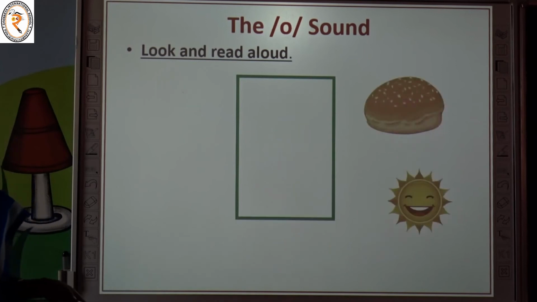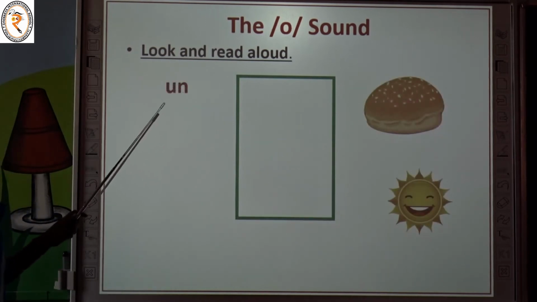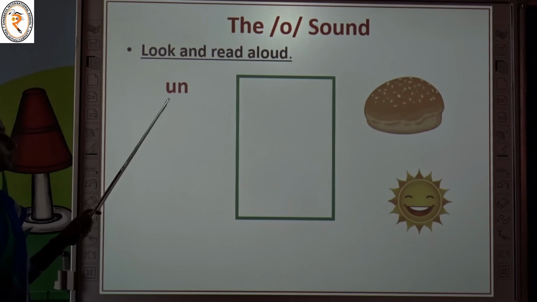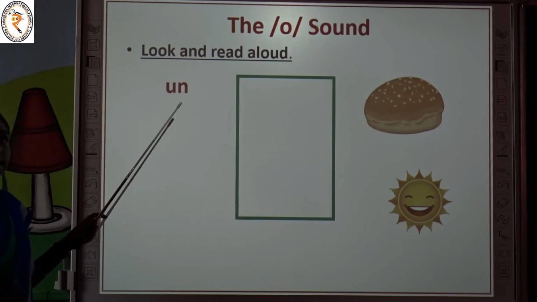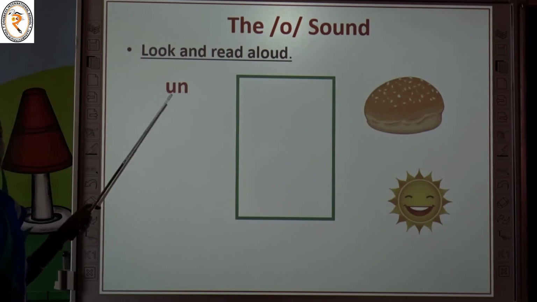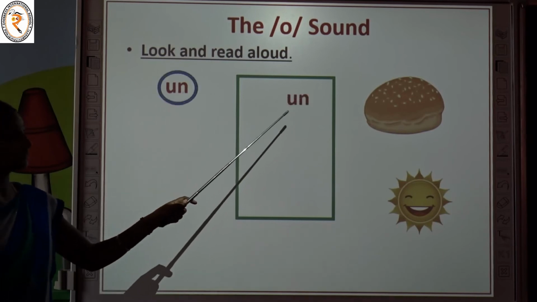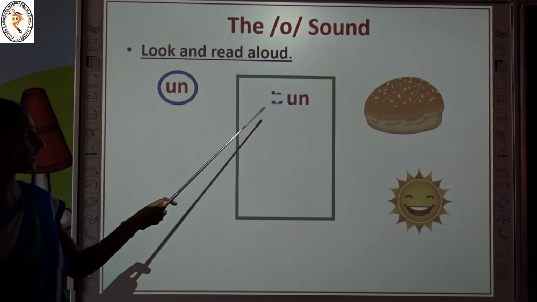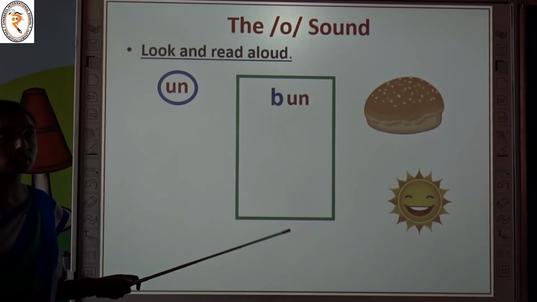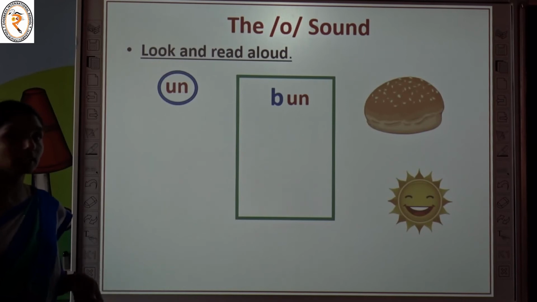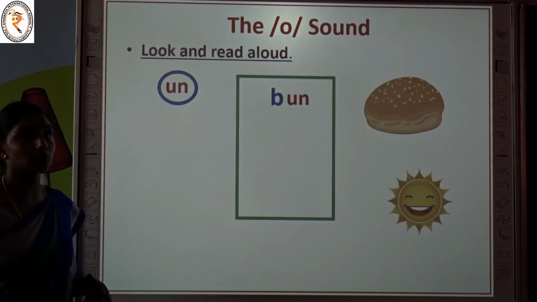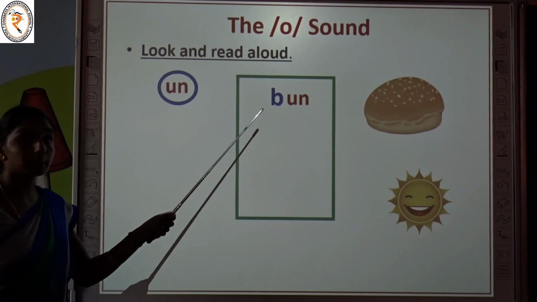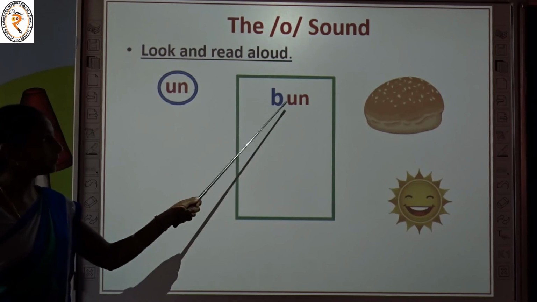Very good. Now we are going to read words that end with the letters UN. Before that, try to pronounce this UN as un. Try to pronounce yourself. UN, un. Very good. B is added. What is the sound of the letter B, children? Try yourself. Try to open your mouth and answer. Yes, ba. Ba plus un, bun.